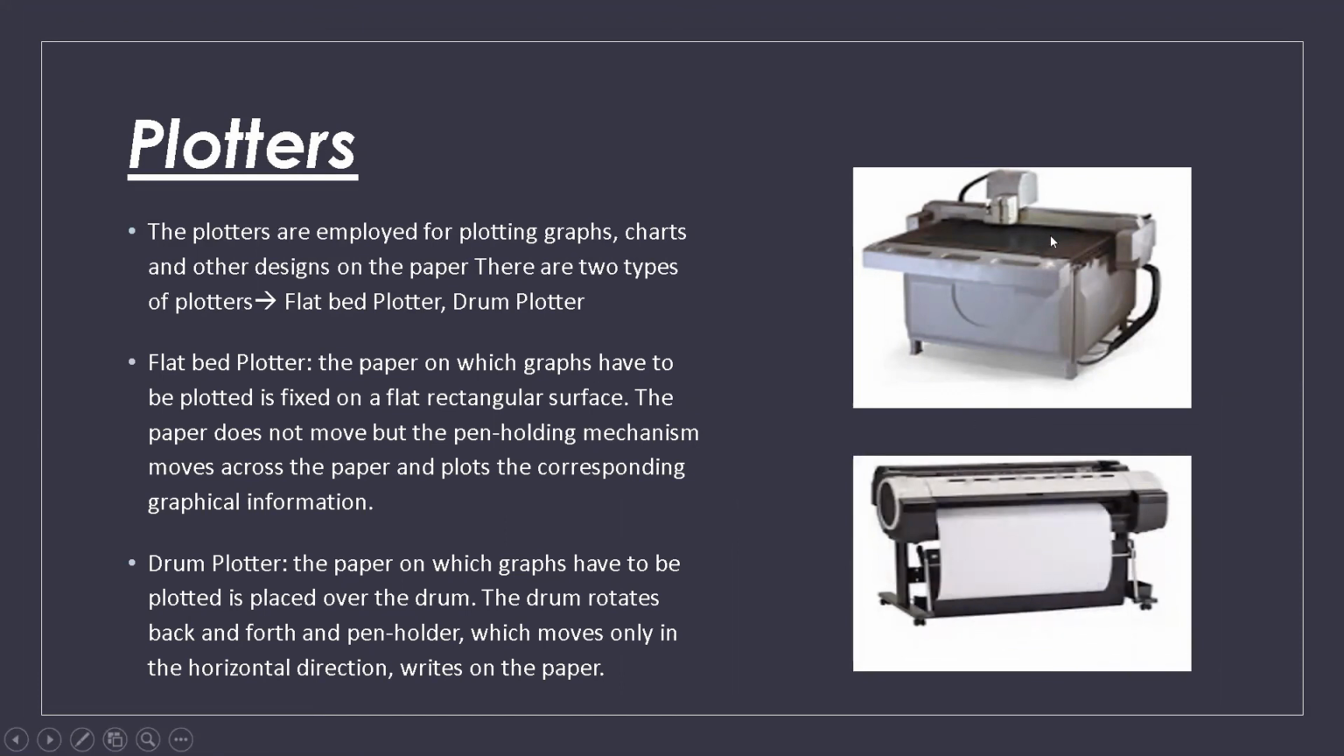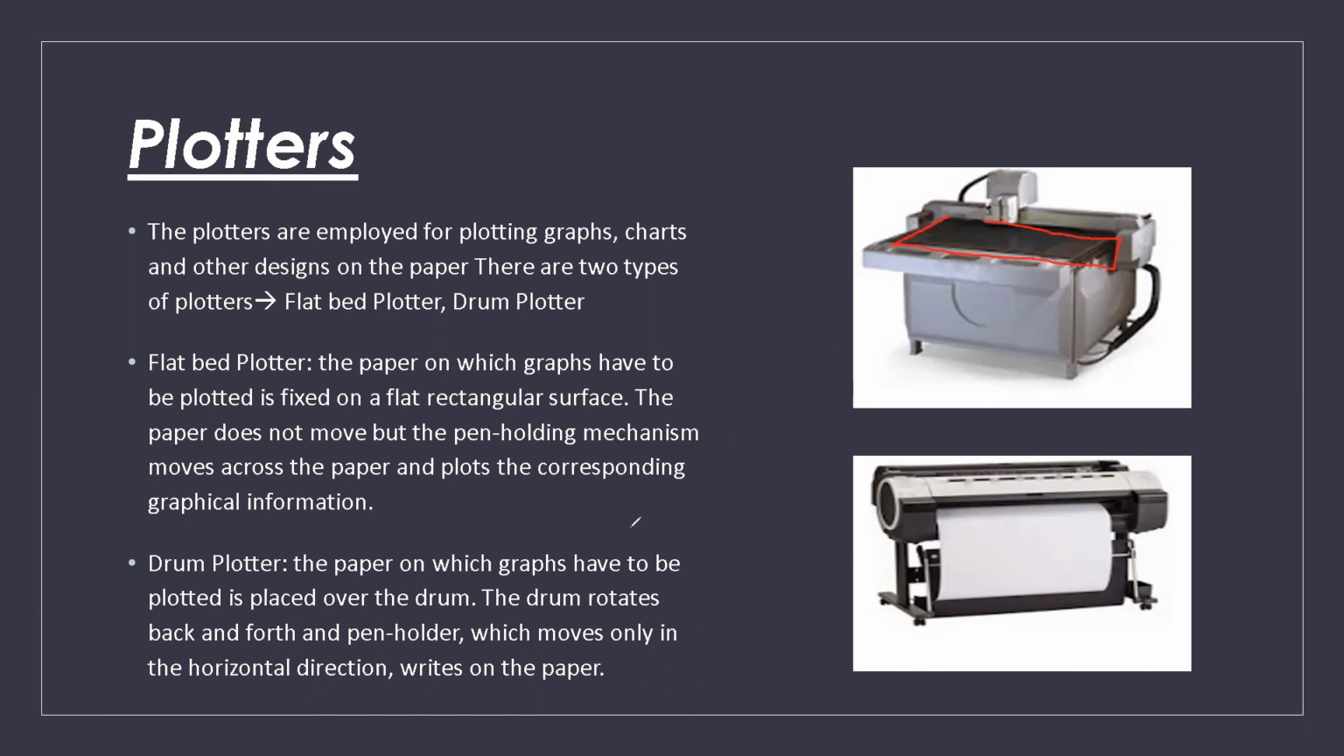In the flatbed plotter, the paper on which graphs have to be plotted is fixed on a flat rectangular surface. You can see this is the flat rectangular surface. On this the paper will be there. The paper does not move, but the pen holding mechanism moves across the paper and plots the corresponding graphical information. So this paper will not be moving, and the pen will be moving across the page.